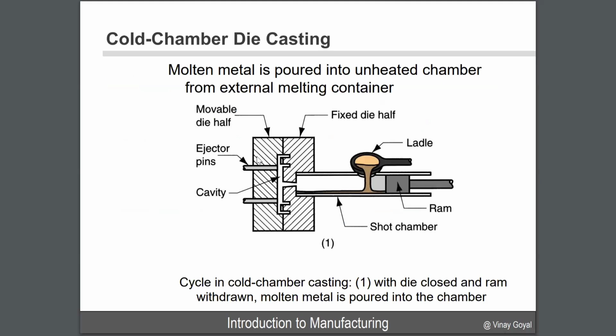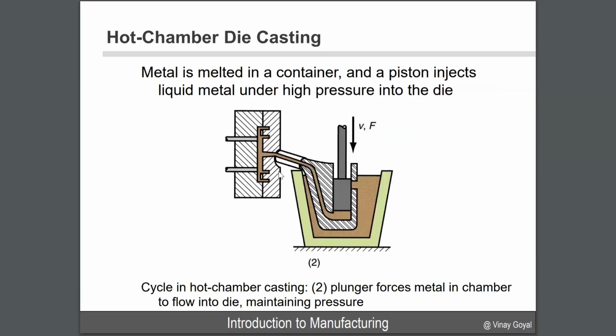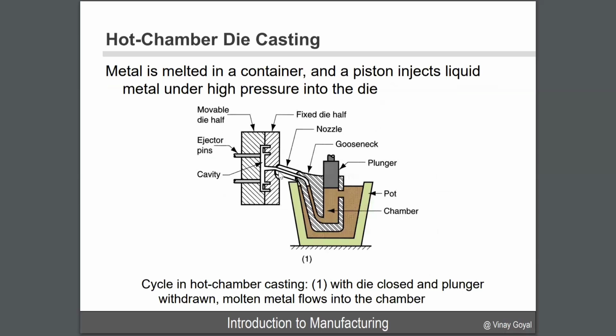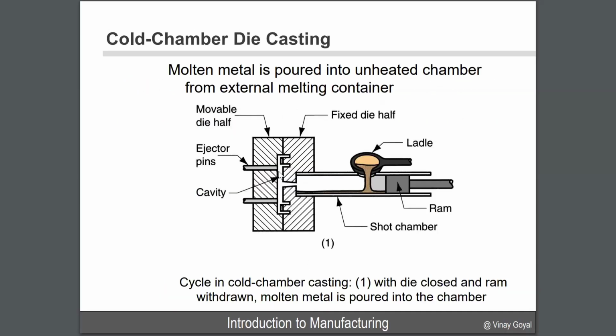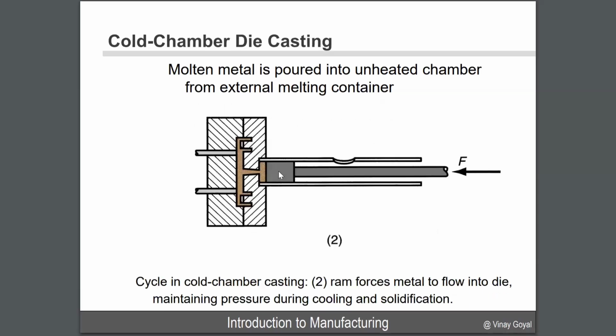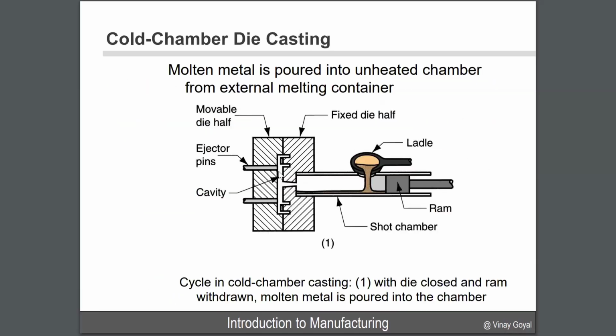Cold chamber die casting is very similar because I'm not using as much heat anymore. The molten metal is poured into the unheated chamber, while here I was pouring it into a heated chamber. So that's the difference. One is hot because it's a hot chamber. Obviously, the other one is cold because it's poured into something that's not a hot chamber.